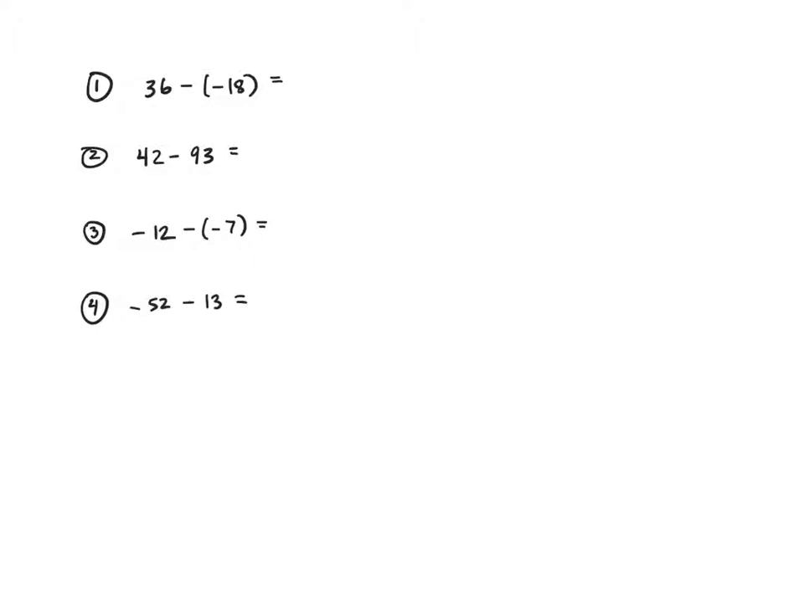In number 1 here, I have 36 minus negative 18. I'm going to add the opposite, which means I'm going to add 36 plus the opposite of negative 18, which is positive 18. 36 plus 18, just do it out to the side if you don't know it in your head, is 54. Then 42 minus 93, change it to an addition problem.